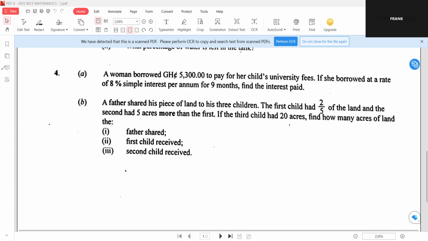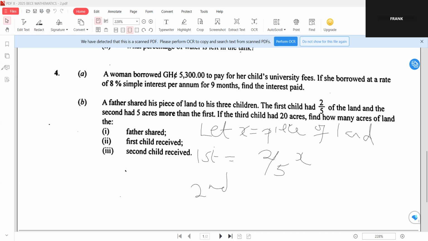The B. A father shared his piece of land to his 3 children. The first child had 2/5 of the land, and the second child had 5 acres more than the first. So we can decide to let X be the piece of land shared. First child had 2/5 of that, that's times X. Second child had 5 acres more.